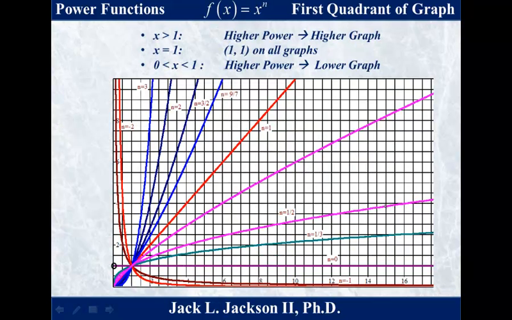So, for x greater than 1, the higher the power, the higher the graph. (1, 1) is on all the graphs, but for x between 0 and 1, the higher the power, the lower the graph. So they switch order.